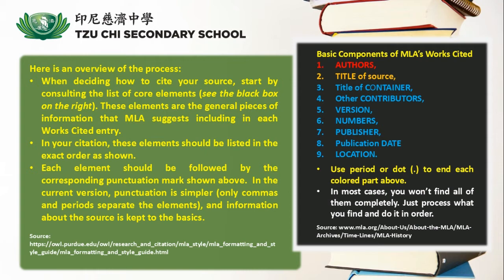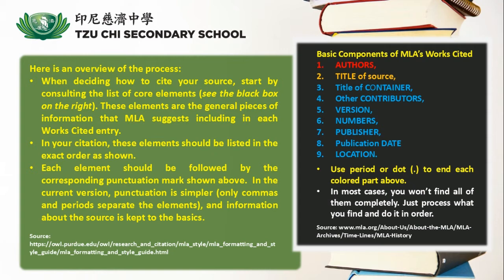In the current version, punctuation is simpler: only commas and periods separate the elements, and information about the source is kept to the basics. So on the black box we can see the basic components of MLA's works cited. Number 1, author. Number 2, title of source. Number 3, title of container. Number 4, other contributors. Number 5, version. Number 6, number. Number 7, publisher. Number 8, publication date. And number 9, location.